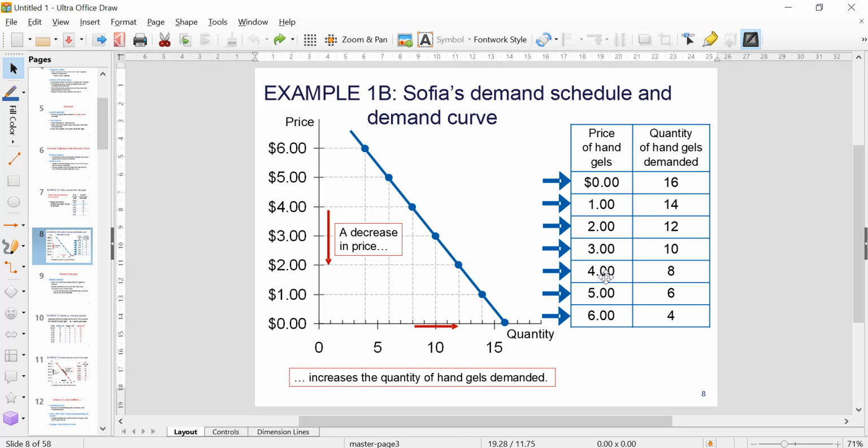And in this fashion it goes on until the highest price. So $6 corresponds to 4 bottles of hand gels. These points, when connected, form the demand curve. As we said earlier, as the price goes down, quantity demanded increases. As the price goes up, quantity demanded decreases. Yeah, it's the quantity demanded, not the demand itself.